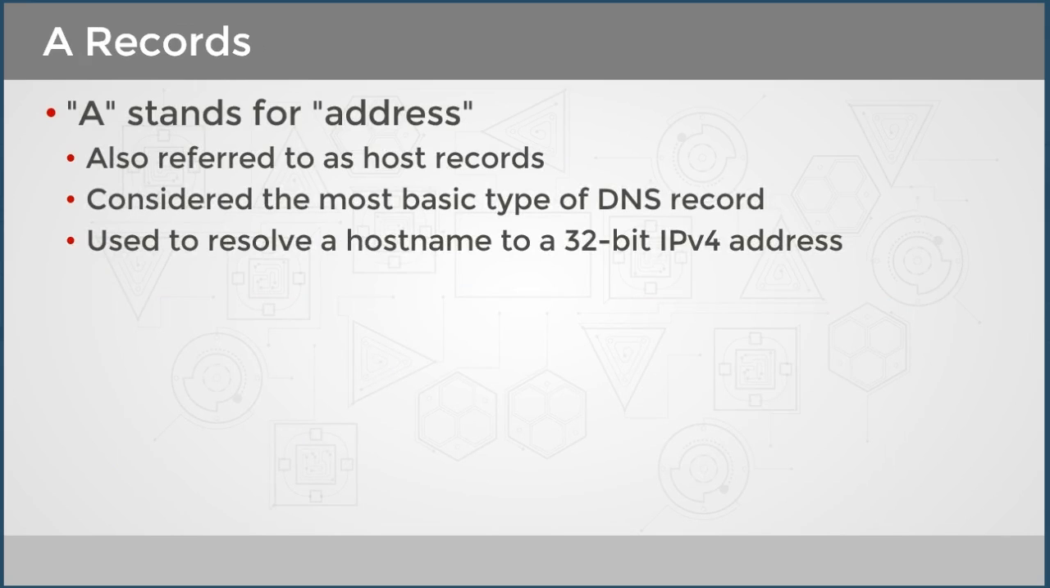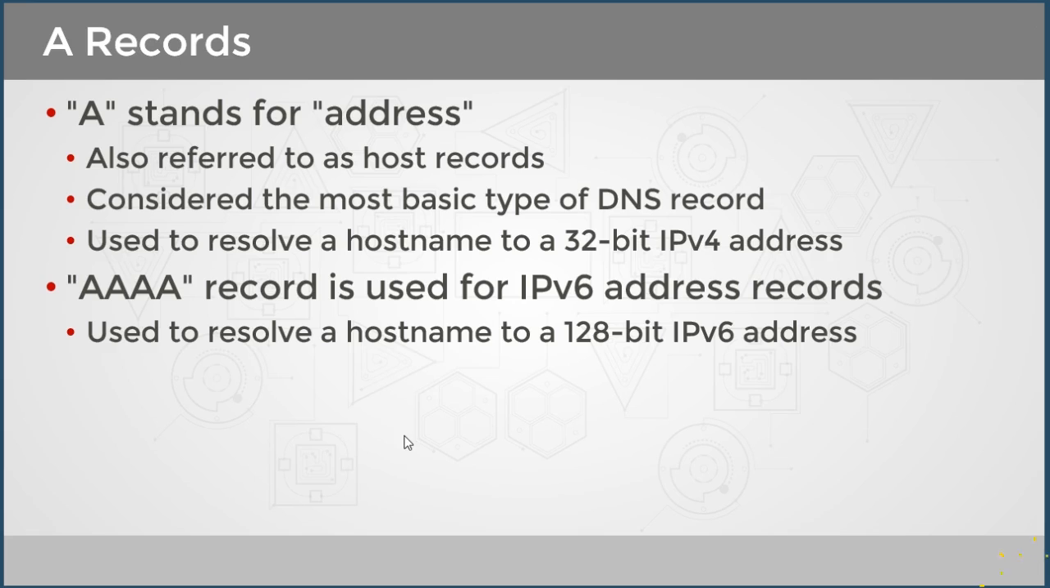The A record makes up the bulk of almost every DNS zone database. A simply stands for address, and they're often referred to as host records. They are certainly the most basic type of DNS record because it is quite simply the mapping of host name to IP address. And if it's IPv4, the A record resolves a 32-bit address. But if you're using IPv6, then there is a AAAA record to resolve those. And they simply have 4 A's because 32 times 4 is 128. But if you're using both protocols, you actually need both the A record and the quadruple A record.